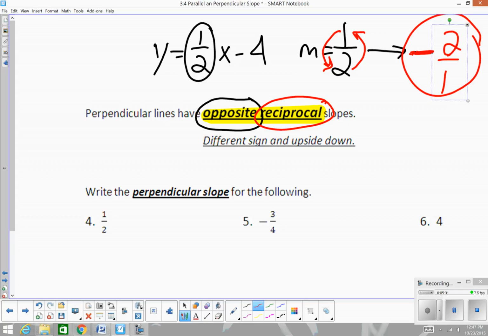Okay, good. Now, for the following, all I want you to do is write the perpendicular slope. So I want an opposite reciprocal of what's given. We already did the first one, right? It's 1/2. Opposite, positive, this becomes negative. Flip that fraction to be 2 over 1. Awesome. Go ahead and try 5 and 6. You have to get both of these right to get 1 green buck. Good luck.